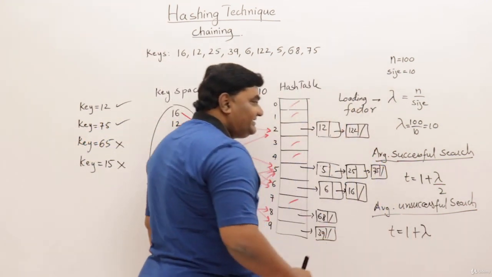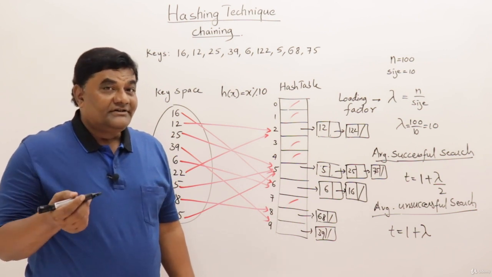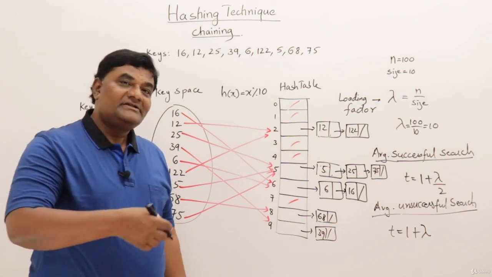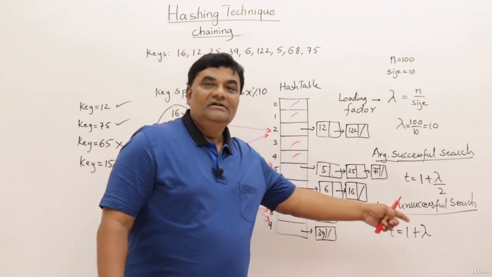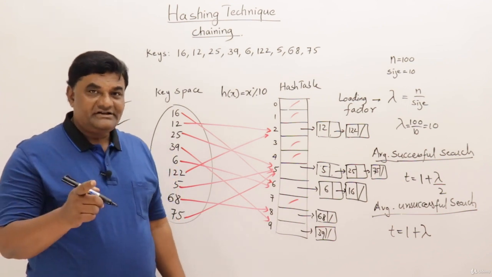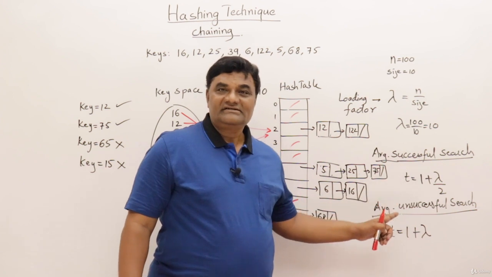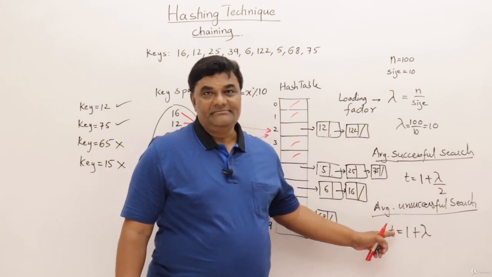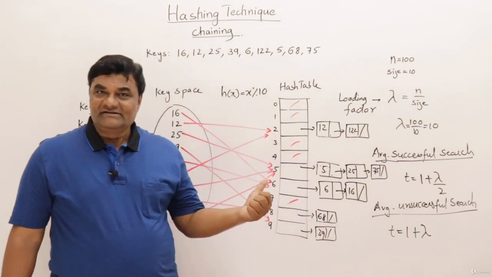So we are taking maximum time here, the maximum possible time. We don't know when it will stop, right? So we assume that it will stop at the end, so the key is not found. So it is lambda, 1 plus lambda. So for successful search, this is the time taken, and for unsuccessful search, this is the time taken. So I have discussed searching, analysis also.